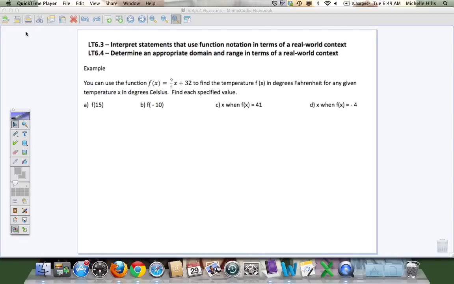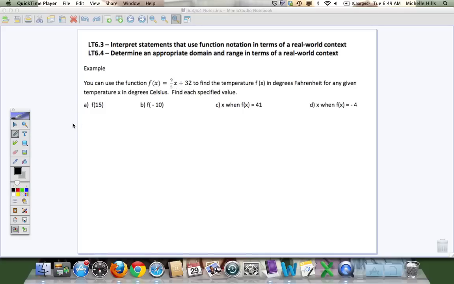So there are times that they actually give me a function. This one is f of x equals 9/5 x plus 32. Remember, it's like y equals 9/5 x plus 32, to be able to convert from degrees Celsius to degrees Fahrenheit. So what they want me to do in this case, f of 15 means the 15 is in place of the x, so I'm going to substitute 15 in place of x here.